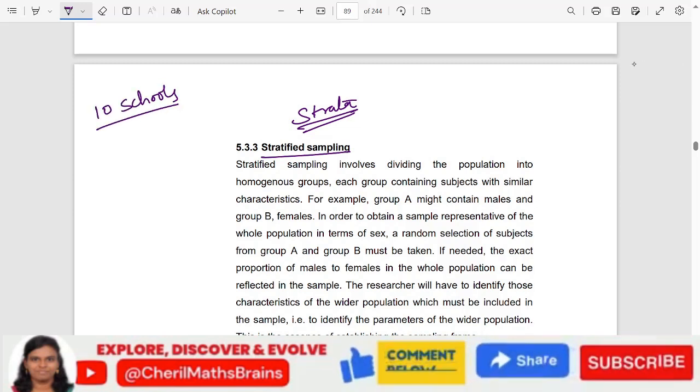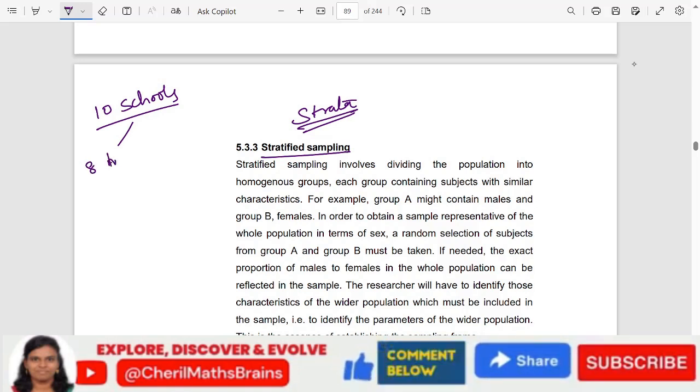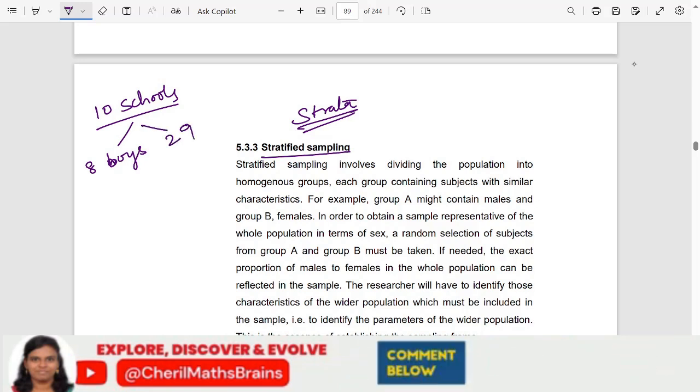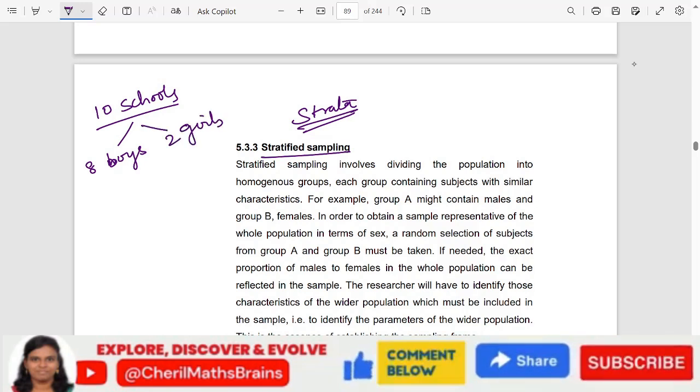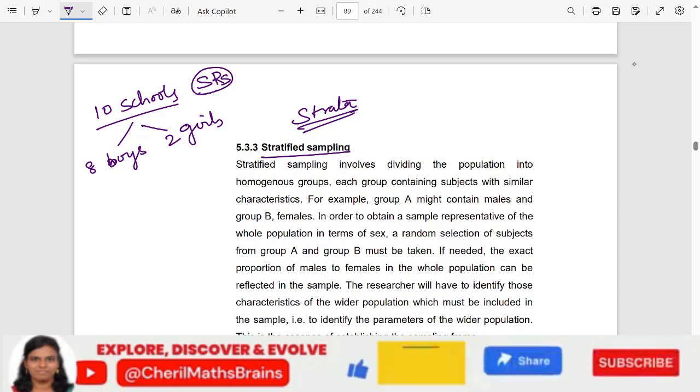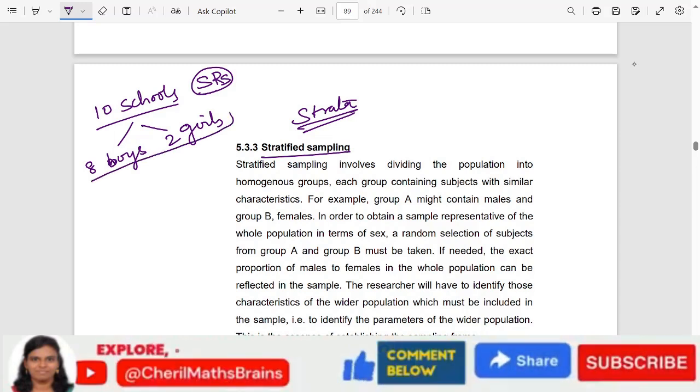Okay, and you see that 10 schools, like 8 schools, is going to be boys schools alone, and only 2 schools are going to be girls schools. You take 10 and randomly you're getting like this. So you use a simple random sampling, and then you are getting like this. So what will happen? Calculating some kind of a data analysis with this will not give you a proper answer.